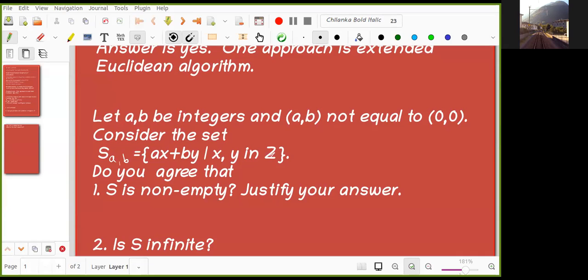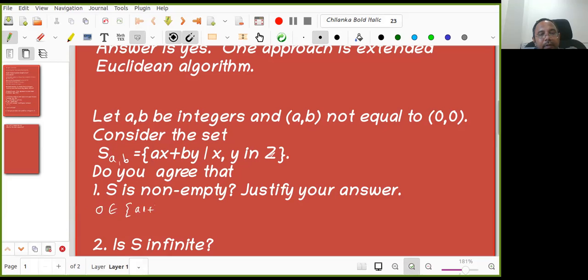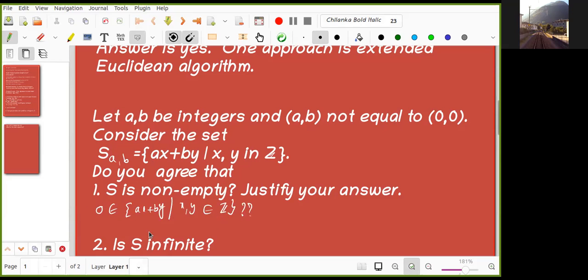Let's choose x equals 1, y equals -1. I am saying zero belongs to the set ax plus by, where x, y belong to integers. The question is, is it true or not? x, y are integers. A and B are fixed. X and Y are changing. So the question is, does zero belong to this set?